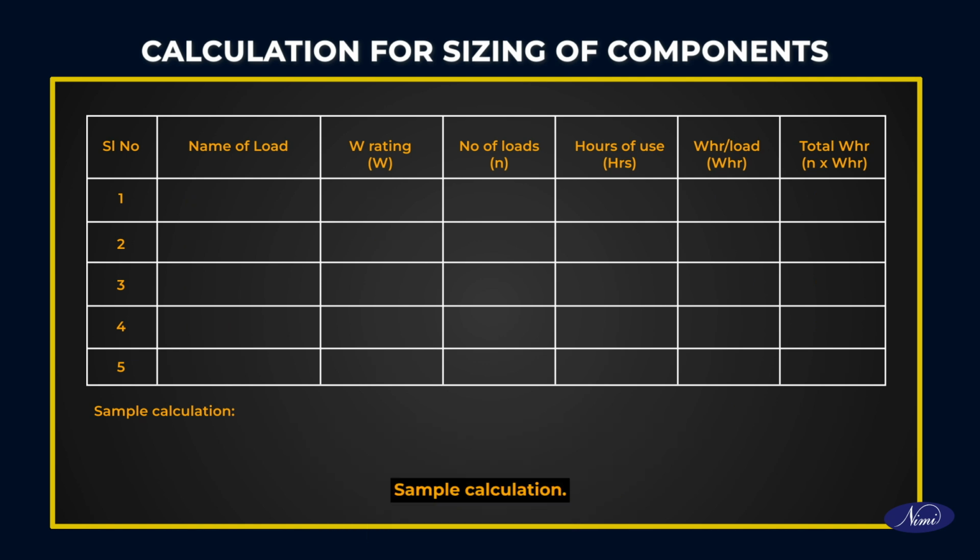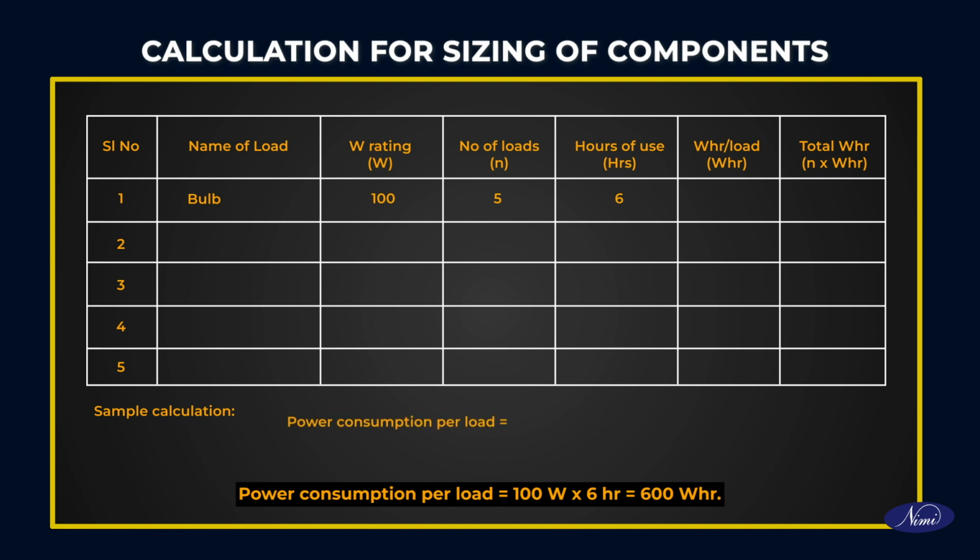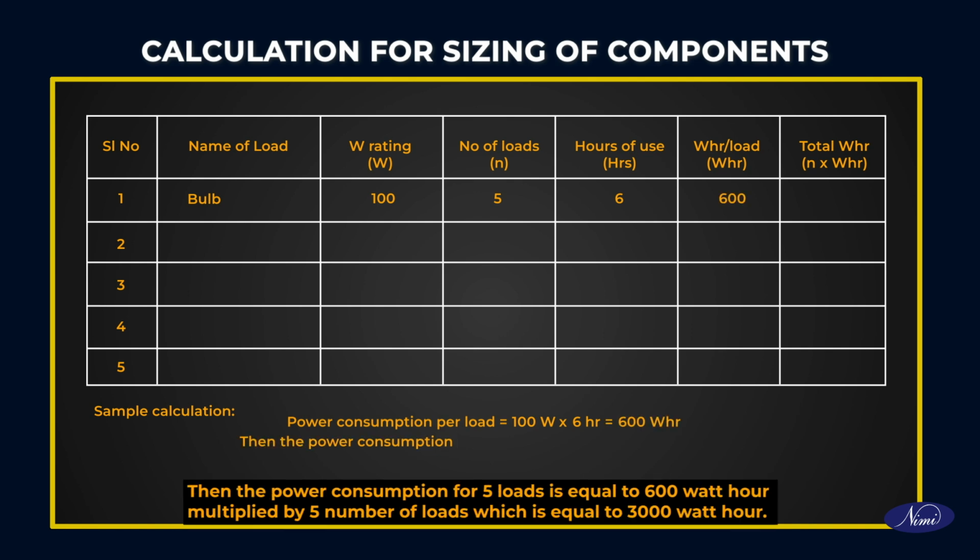Sample calculation. The bulb rating is 100 watts, such that 5 loads are there and each runs 6 hours. Power consumption per load is equal to 100 watts multiplied by 6 hours, which is equal to 600 watt hours. Then the power consumption for 5 loads is equal to 600 watt hours multiplied by 5 loads, which is equal to 3000 watt hours.